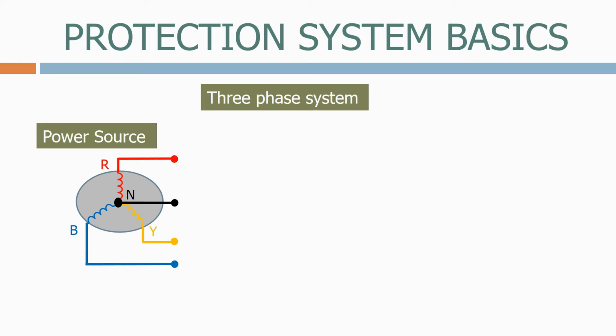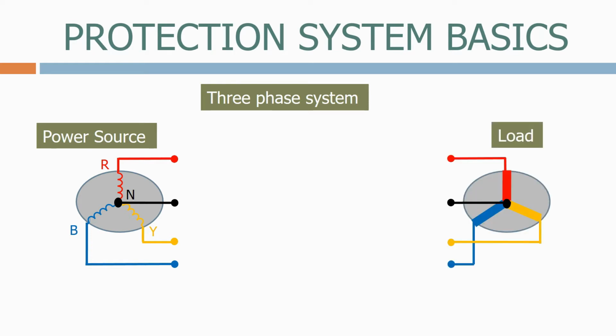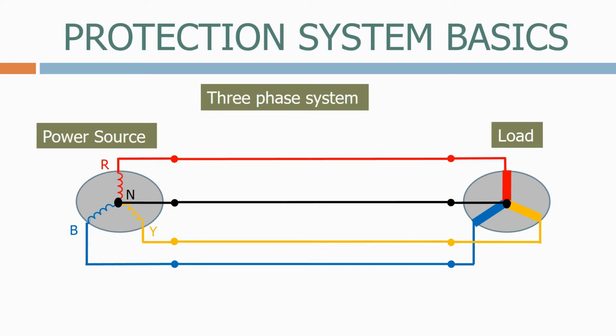Here's a typical three-phase system, with a three-phase power source containing red, yellow, blue, and neutral conductors, and a three-phase load containing red, yellow, and blue elements. To connect the power source to the load, we can either use cables, wires, or overhead lines.